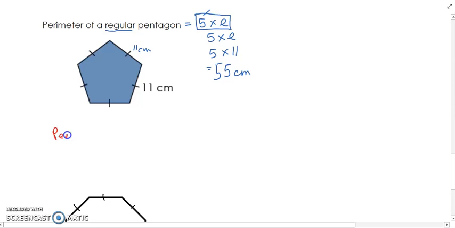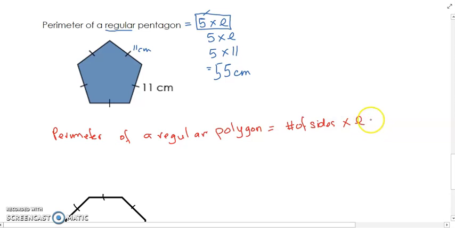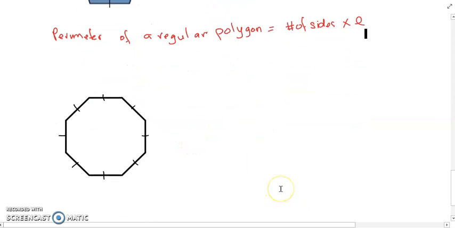So perimeter, you're going to have to remember this. Sorry that my pen is not working so good, my handwriting is not so great. Perimeter of a regular polygon is going to be the number of sides times the length, right? So in here, the number of sides is 5, so we can do 5 times the length. All right, so let us see how we're going to use that information that we have.